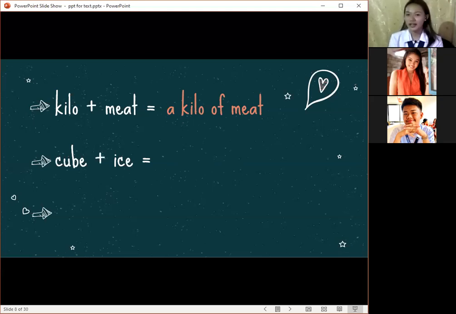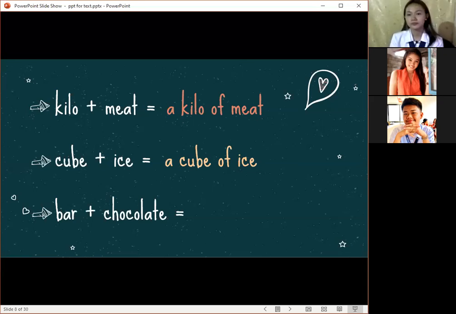Okay. Who will answer the second one? Okay, Izzy. Cube plus ice is equals to a cube of ice. A cube of ice. Very good. How about the third one? Ma'am, bar plus chocolate is equals to a bar of chocolate. A bar of chocolate. Okay, very good.